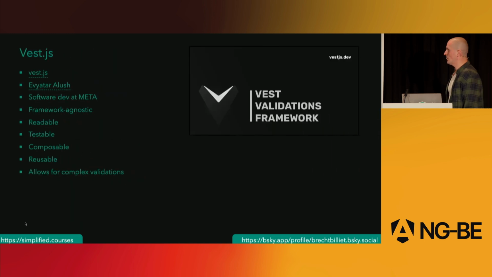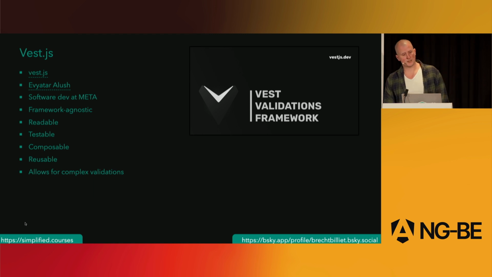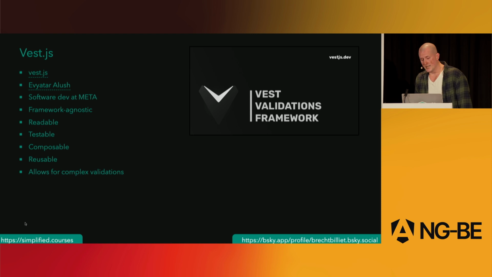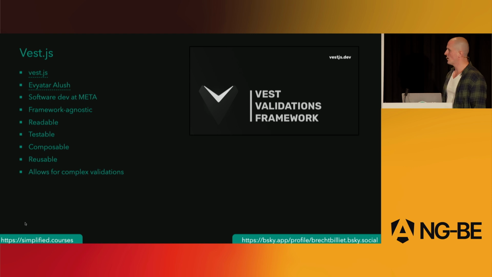So what did I just show you? This is a framework. It's called Vest.js, and it just focuses on validation. It's created by Eviatar Alush. I'm sorry if I pronounce his name wrong. He's a very friendly guy, also helpful. He's a software developer at Meta. And the cool thing about Vest is it's framework agnostic. It's readable, it's testable, composable, reusable, and it allows for very complex validations.